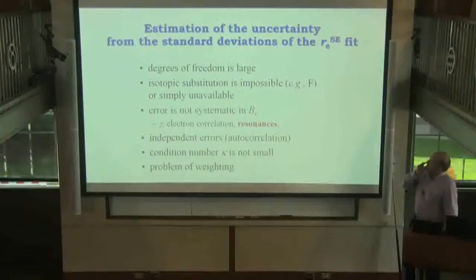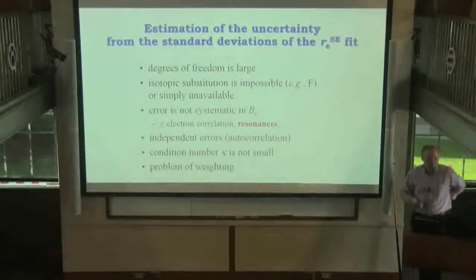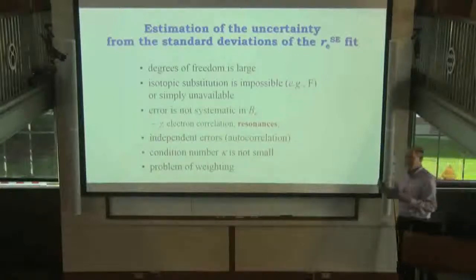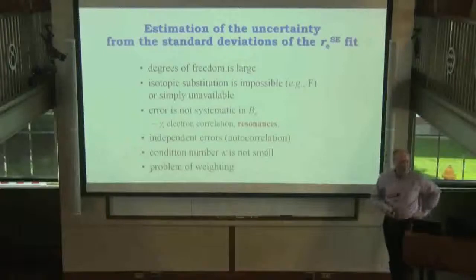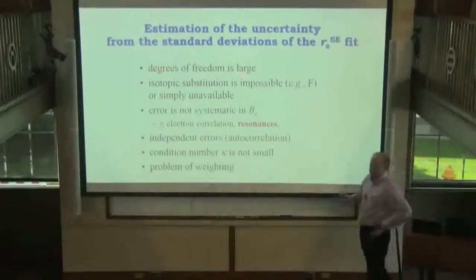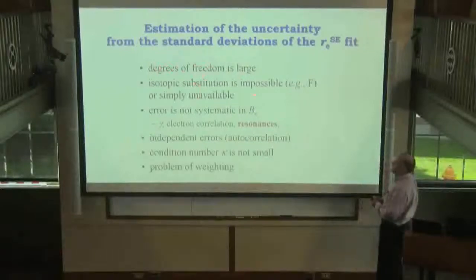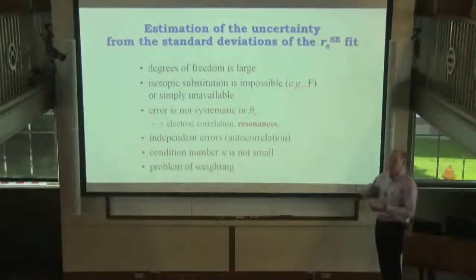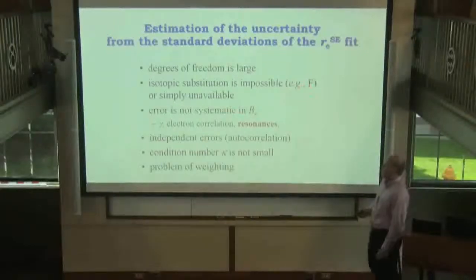Okay, so how to determine the experimental uncertainty when you determine this semi-experimental equilibrium structure of molecules? Well, it's a problem. One problem is that the degrees of freedom are large, so in the fitting process that's a problem. Isotopic substitution is sometimes impossible, for example for fluorine, or not available because it would be too expensive to make that molecule and get the measurement of B0.